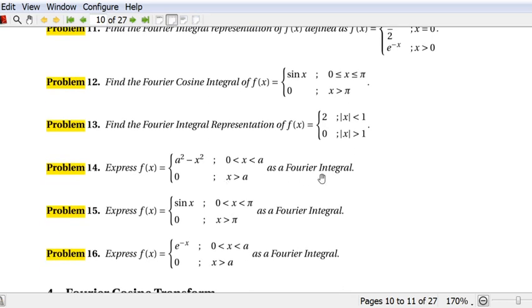Then this is the Fourier integral representation formula, keeping this f of x as the function a square minus x square with 0 less than x less than a. That means the integration is from 0 to a. It's again a Fourier integral representation problem. So we apply Fourier integral representation with f of x equal to sin x when 0 is less than x less than pi, and for x greater than pi it is 0. So the integration range is from 0 to pi, the other part is 0.